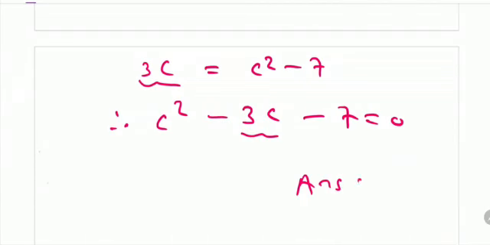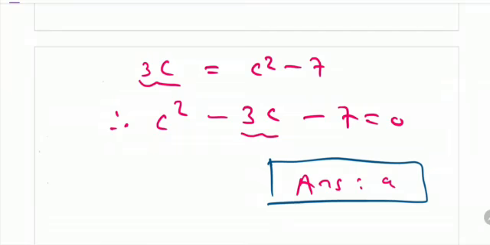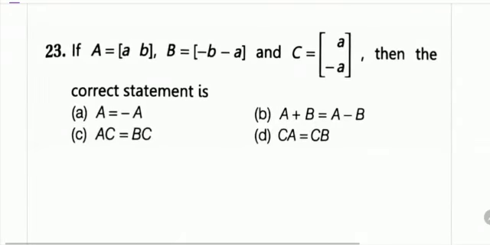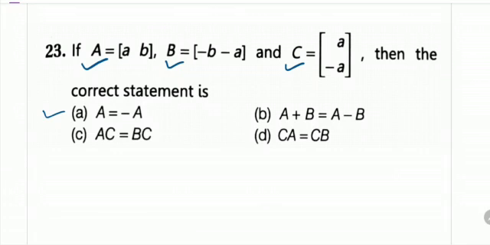Very simple, short, sweet question. Once you get this kind of question, you should feel very lucky. Next question, again a very easy matrices question. By looking at the options only, at times you can guess that two of them may not materialize. The question says: if matrix A is AB, matrix B is minus B minus A, matrix C is A minus A, then is A equal to minus A? No, that will not be equal to minus A.